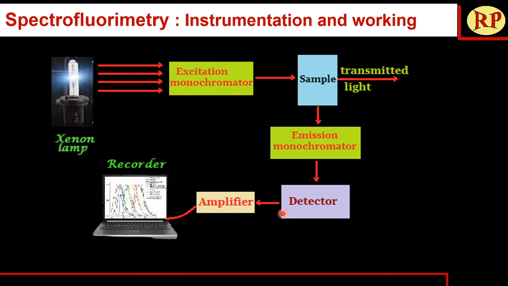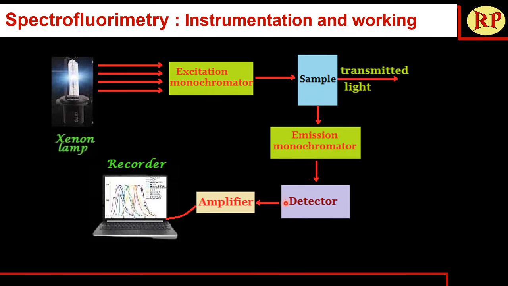So we are placing the detector at 90 degrees angle from the source. This is very, very important. The detector cannot be placed here. If it is placed here, it will measure the intensity of transmitted light instead of the emitted light. And here the sample cuvette will be polished on all the sides, because the transmitted light will go at 180 degrees angle and the emitted light will be coming at 90 degrees angle from the source.